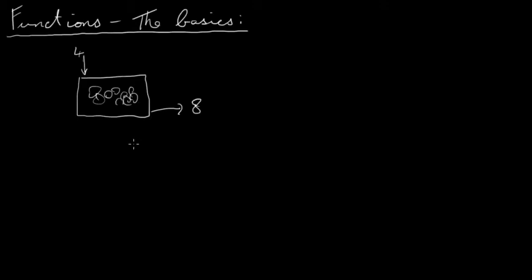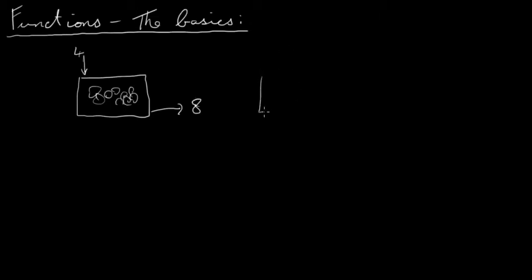So in this case, what's happened to this number 4? Well, it's doubled, or we've added 4 to it. So 4 plus 4 will give us 8, or 2 times 4 will give us 8. So this machine could be the doubling function, or it could be the function where we just simply add 4.